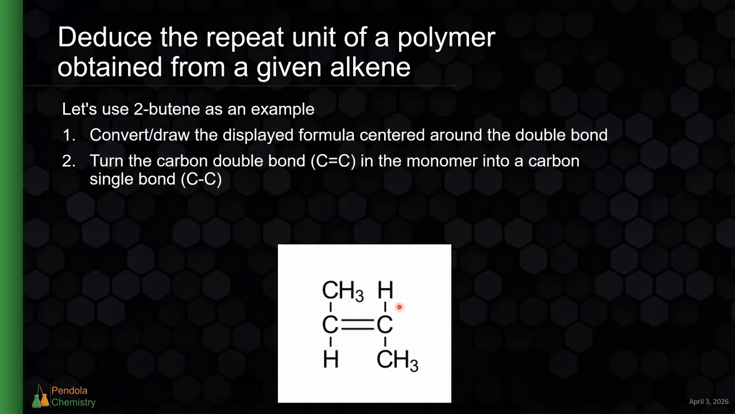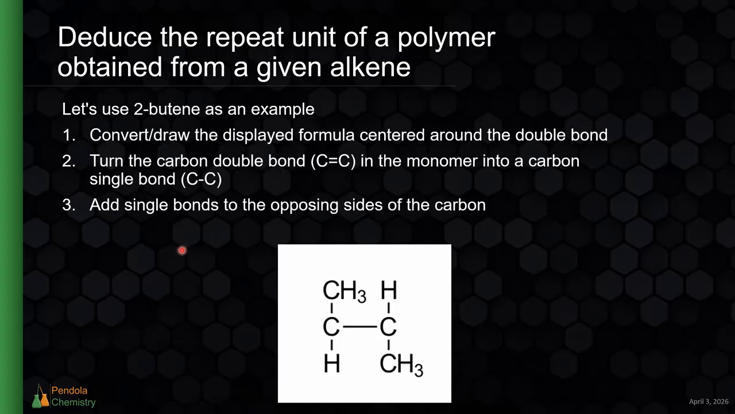So the next step, once we have this displayed formula with the double bond in the middle, we will get rid of that second bond in the double bond. Turn the double bond into a single bond. And that's going to create a part of our polymer. Because remember, our polymers for polyalkenes don't have double bonds. The alkene they're made from has a double bond, like this one, but the polymer itself does not. So we turn the double bond to a single bond as the pi bond breaks.